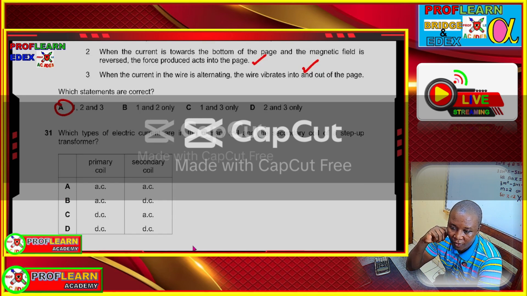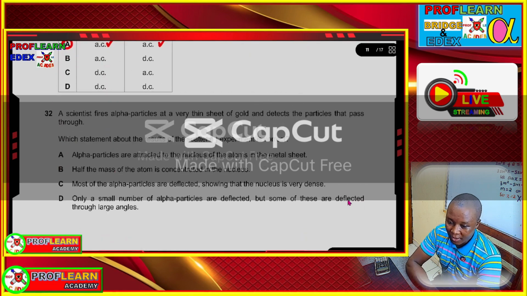Which type of electric current is generated in a step-up transformer? Both of them are alternating current, and we say that alternating current creates magnetic fields which are constantly changing size and direction. Then when those fields cut through the secondary coil, an alternating current is also induced through electromagnetic induction. You should remember that before you enter that exam.